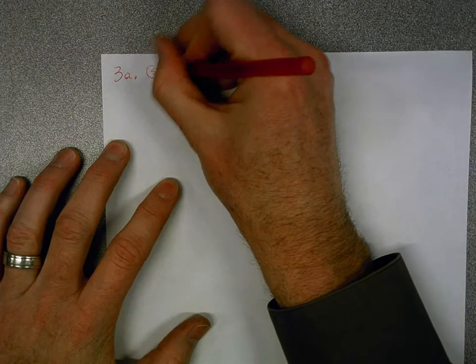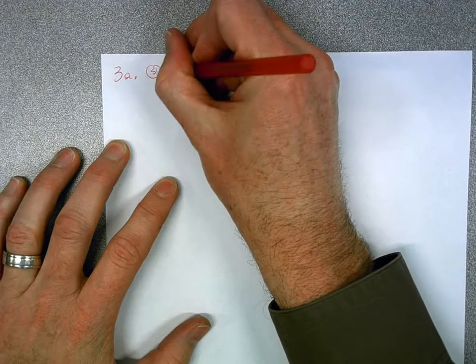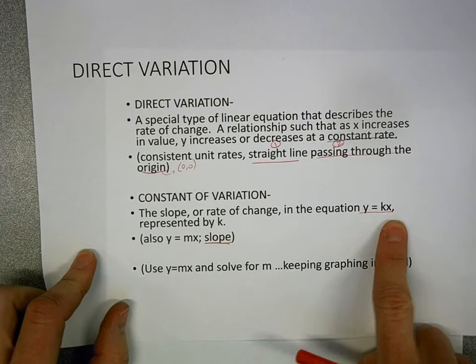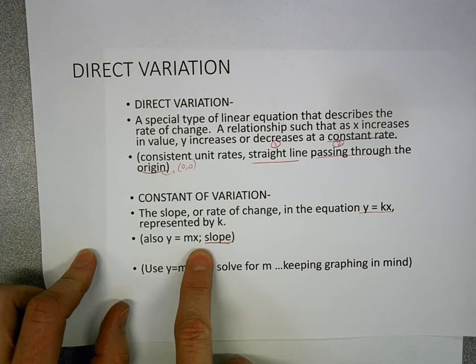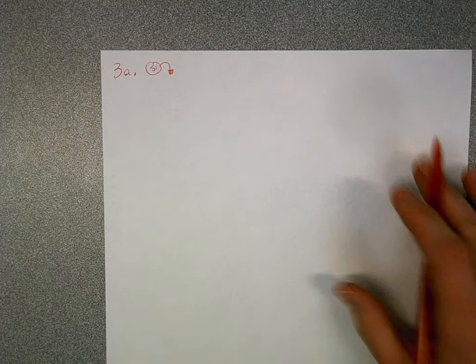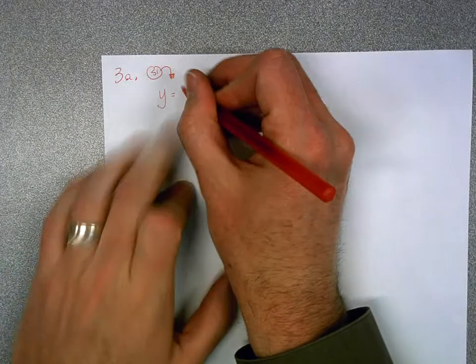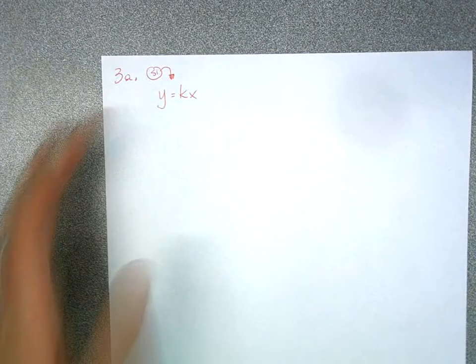For the first time, we're going to use the equation they give us for constant of variation. So if you take a look, constant of variation, y equals kx, or we can even use y equals mx. So in this case, put down your equation.